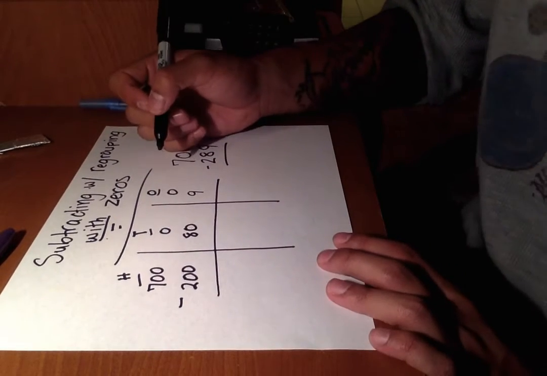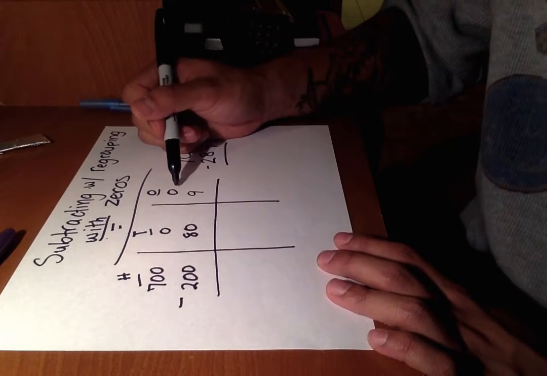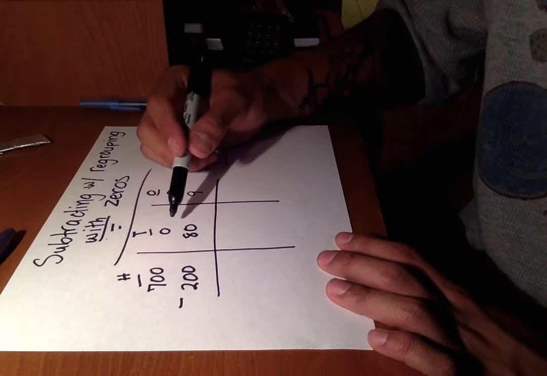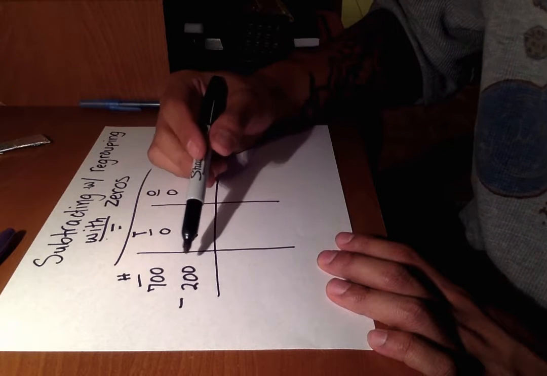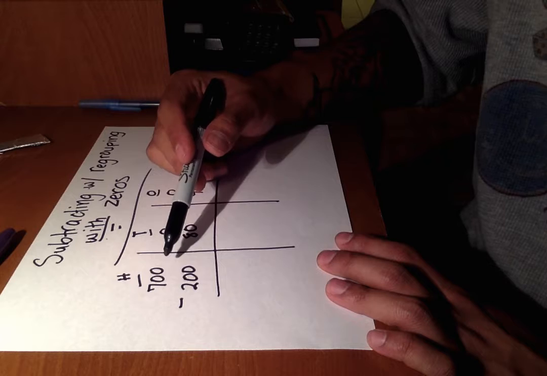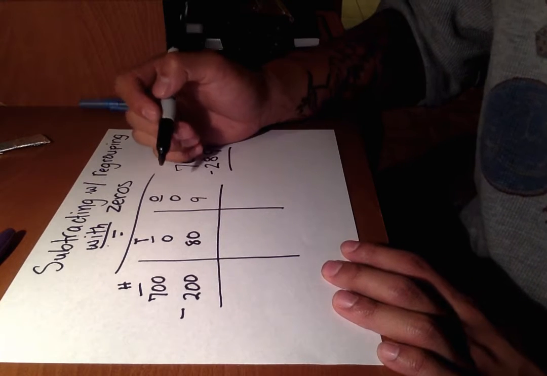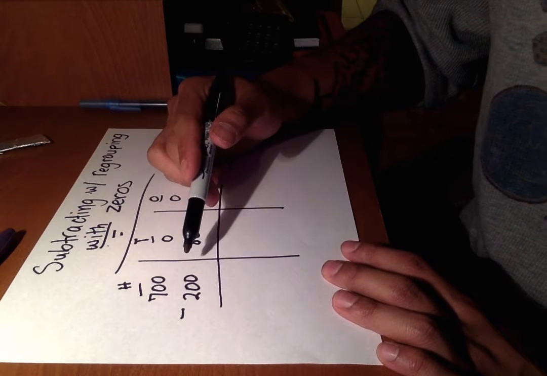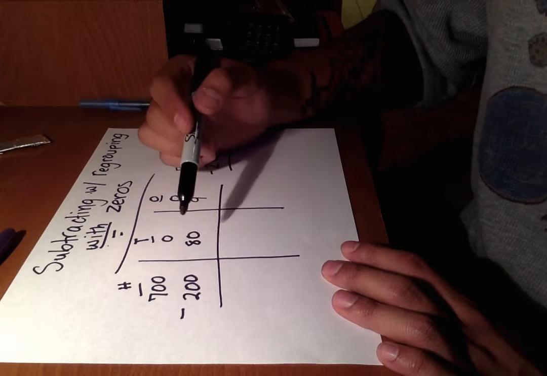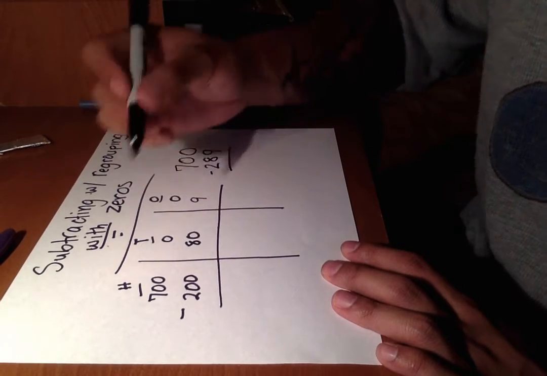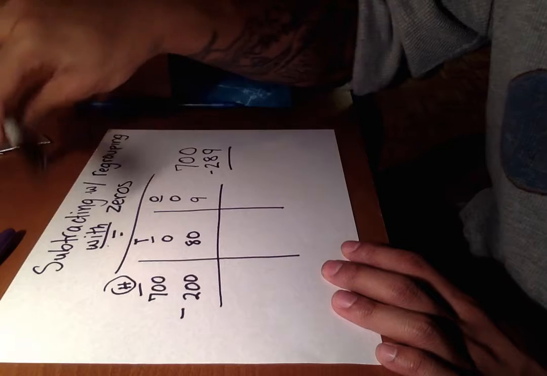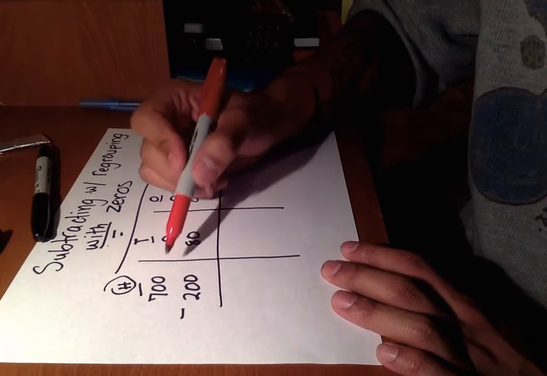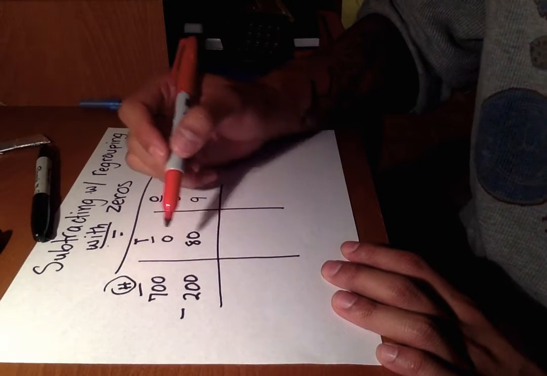What's interesting about this problem is 9 can't be taken away from 0, 80 can't be taken away from 0, but here 200 can be taken away from 100. So instead of moving from right to left, as we would normally do, I'm going to move from left to right. So I'm going to start with the hundreds. So here, 700, it's a big hefty number.